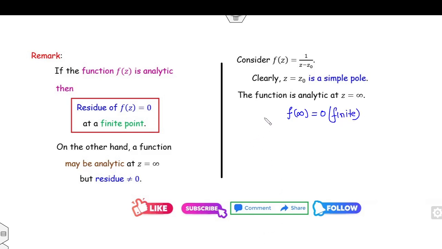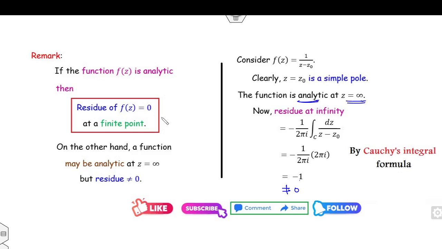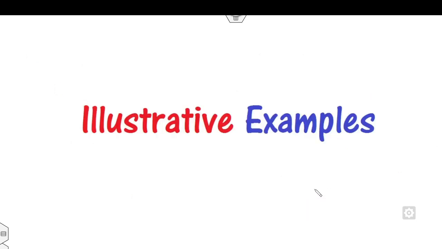But can you find the residue at the point infinity? Residue at infinity is minus 1 over 2 pi i times the integration of this. Can you find the value of this integration? I can use the Cauchy integral formula, which will give you 2 pi i. So the residue is non-zero, even though the function is analytic at infinity. Remember, this is a very important point. This remark holds only for a finite point, but infinity is not finite, so the residue may be non-zero. Now let's start with the numerical example.